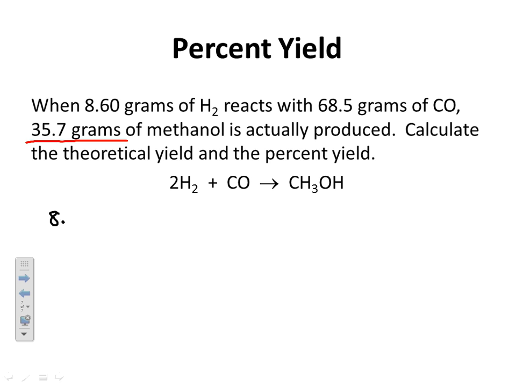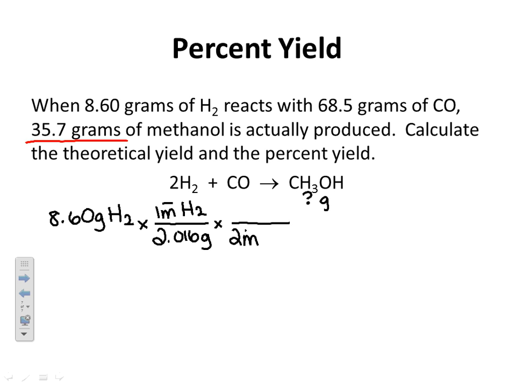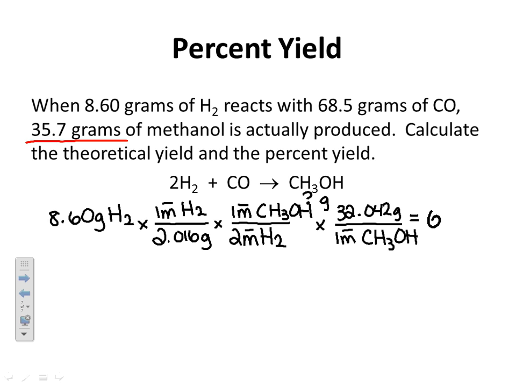So let's start with 8.6 grams of hydrogen, and we're going to convert that into grams of methanol. So 2.016 grams is 1 mole of hydrogen. For every 2 moles of hydrogen, you produce 1 mole of methanol, and 1 mole of methanol is equal to 32.042 grams. So 68.3 grams of methanol.